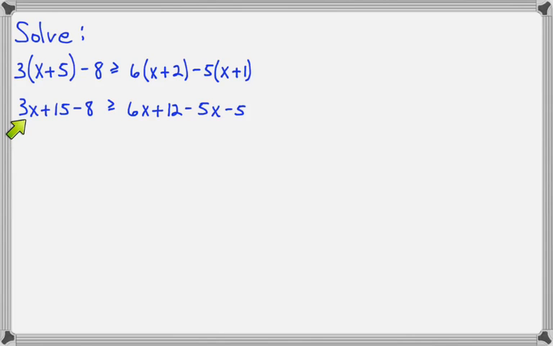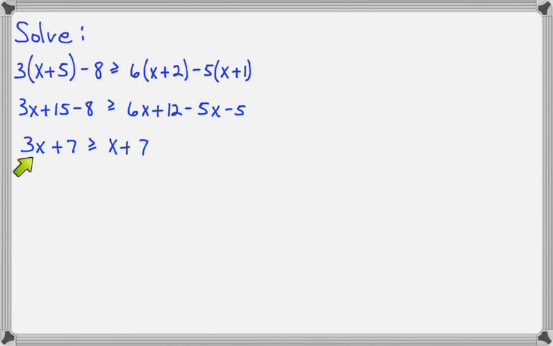Okay, now on the left side I have terms that are alike. The plus 15 and the minus 8 can be combined to give us plus 7. On the right side, 6x minus 5x combines and gives us 1x. 12 minus 5 combines and gives us 7.